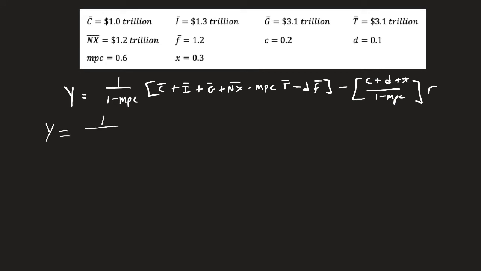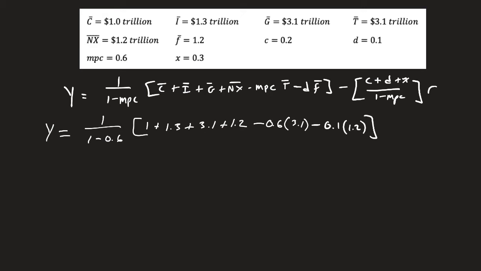Y equals 1 over 1 minus 0.6 times C bar is 1 plus I bar is 1.3 plus G bar is 3.1 plus NX bar is 1.2 minus MPC, 0.6, times T, which is 3.1, minus D, which is 0.1, times F bar, which is 1.2, minus, and then we've got C, which is 0.2, D is 0.1, X is 0.3, all over 1 minus 0.6, all of that times R.